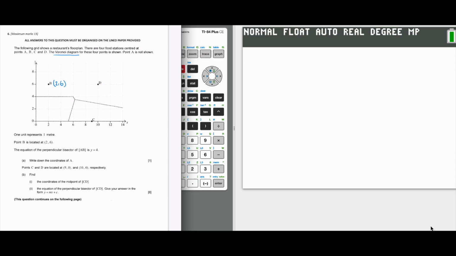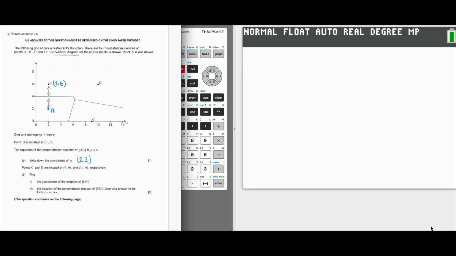And the equation of the perpendicular bisector between A and B is y equals 4. So that's this one here that's drawn on for us. And we need to find the coordinates of A. So if it's the perpendicular bisector, with your pencil there, you can see that if you're 1 unit away there, then A must be a mirror because it's a perpendicular bisector, and therefore A is just here, which is the coordinate of (2, 2). So for the first one, it's (2, 2).